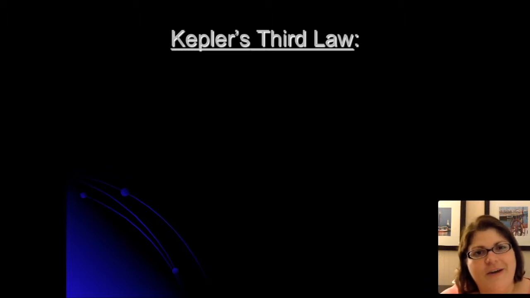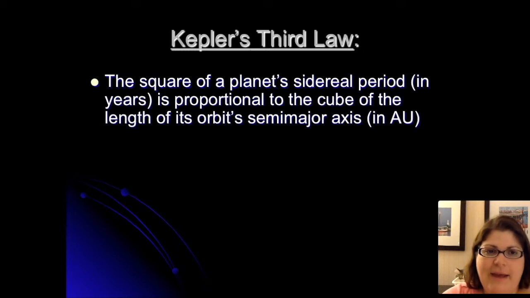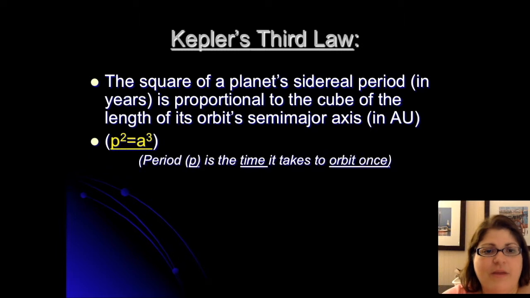Finally, Kepler's last law, the third law, can be a kind of a beast mathematically, but it's pretty easy to figure out intuitively. So mathematically, the wordage is: the square of a planet's sidereal period in years is proportional to the cube of the length of the orbit's semi-major axis. That's a mouthful. So period, in that language, basically describes how long it takes the planet to make one orbit. The semi-major axis, remember, is the average distance.